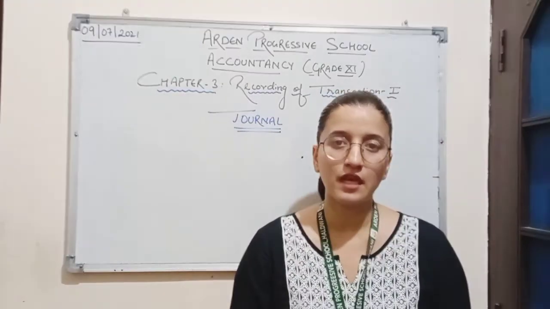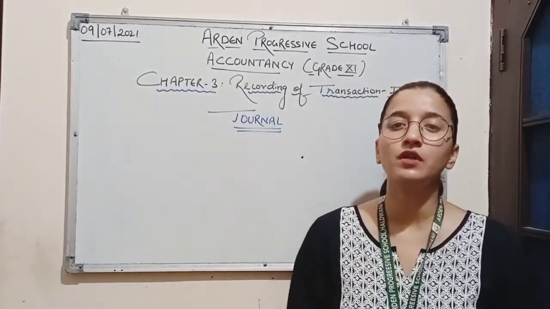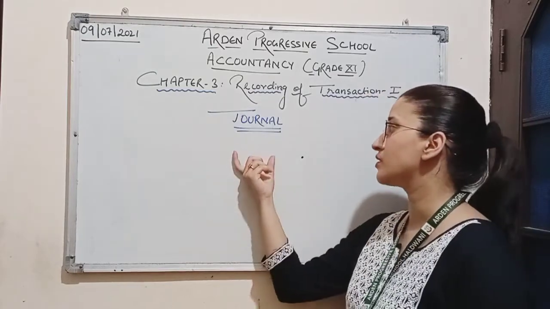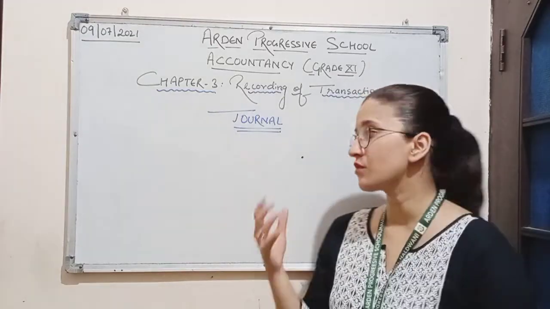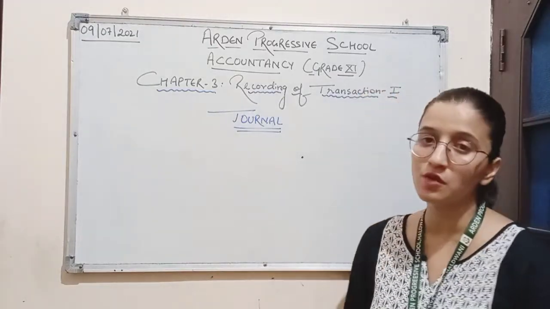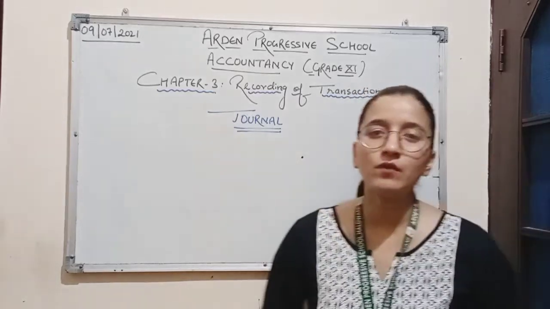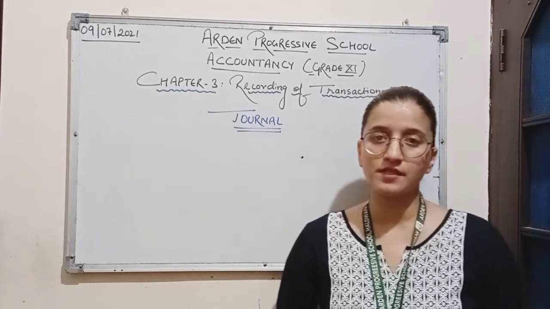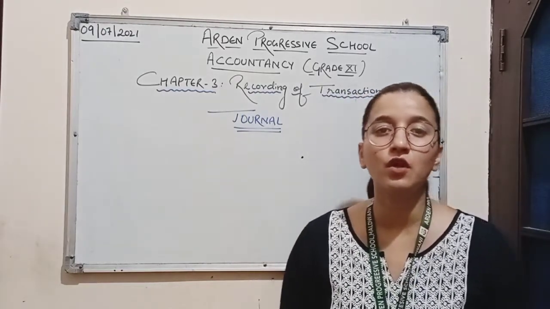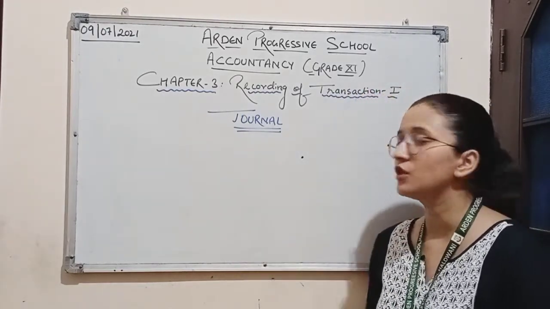In the previous class we have studied how to record the transaction in the books called journal. Journal, which is also known as books of original entry, because the transactions are first of all recorded in journal. So today we will be continuing with some more different transactions. We will be learning how to record those transactions in journal.